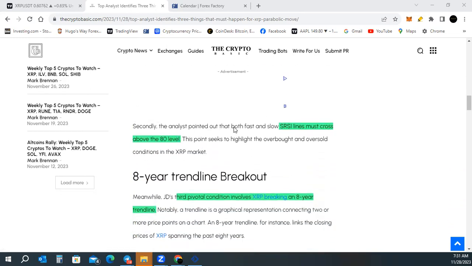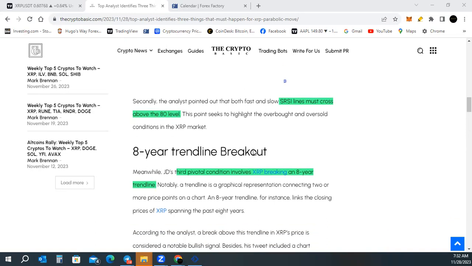Secondly, the analyst pointed out that both fast and slow SRSI lines must cross above the 80 level, so that's in the overbought territory for cryptocurrencies. In Forex and everything else, 70 is considered overbought. Cryptocurrencies go a little bit higher, maybe even to 90. But anyways, this point seeks to highlight the overbought and oversold conditions in the XRP market.